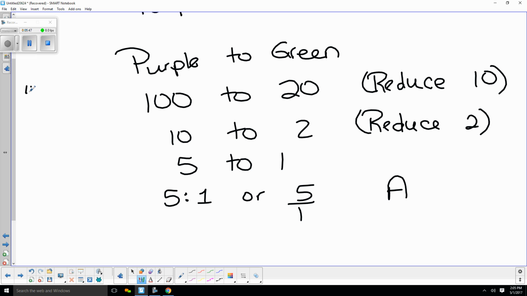So they said that was 100 to 20. And then they reduced, and if you reduce by 10, you can get 10 over 2, then reduce by 2, and it gives you 5 over 1. So my fraction, which was 100 over 20, reduced down to 5 over 1, would have been A as well. Okay? You could have reduced it down by 20 from the get-go, and I'm fine with that.